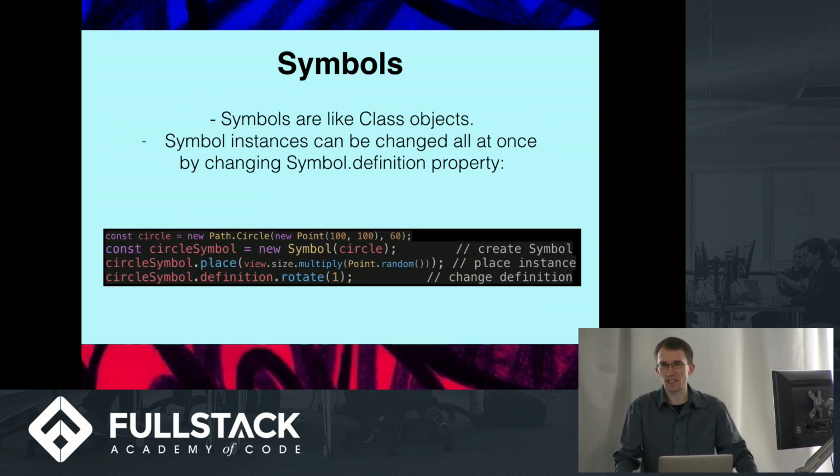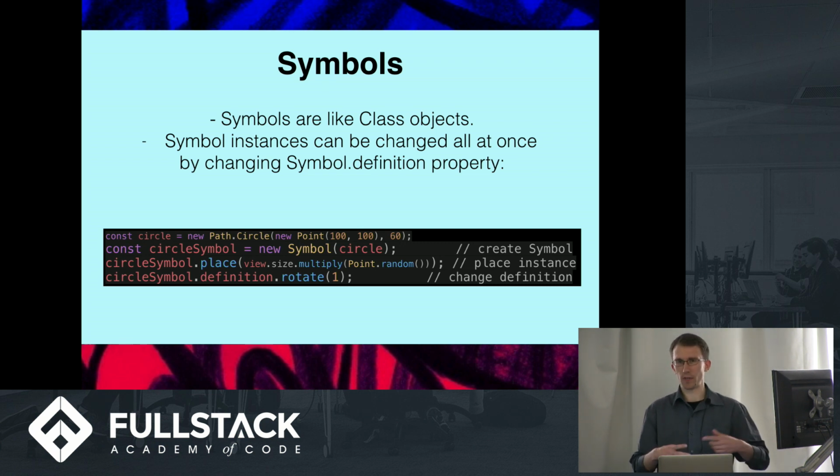Symbols. You can think of symbols like class objects. So you can make as many instances of symbols as you want, and you can change them individually, but you can also change every single instance by changing the symbol.definition property. So you can change their position, whether they rotate or not, their color. So it's a very powerful way. And then, of course, the class object is stored in one place and can be referenced, so it's good for storage as well.